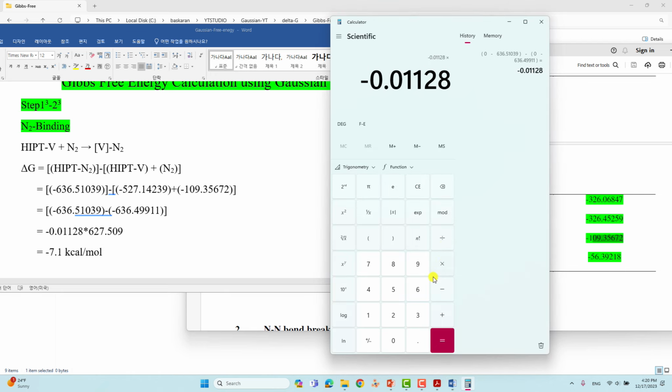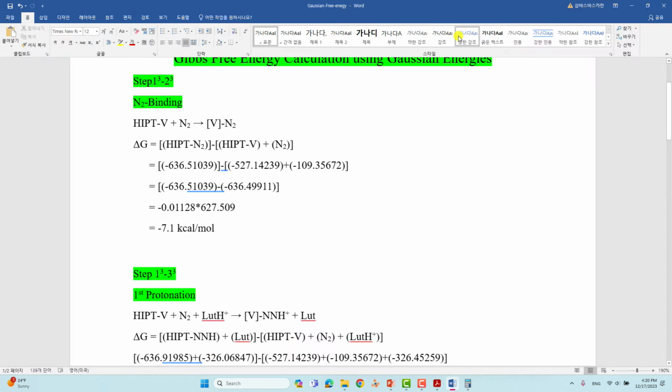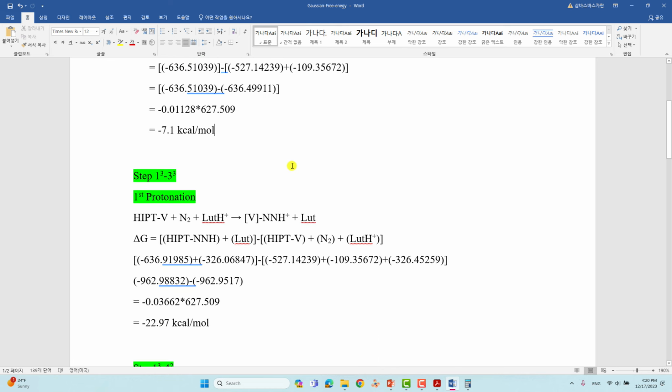So we can multiply 627.509. You will get 7.707. That means, if you round this value, you will get 7.1. So that's why I mentioned minus 7.1 kilocalories per mole. So this is the first step. Now I will show you the second step calculation. This is also very important.